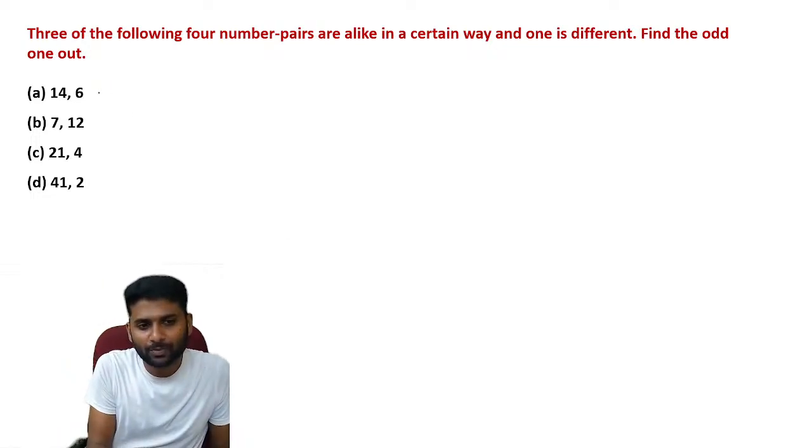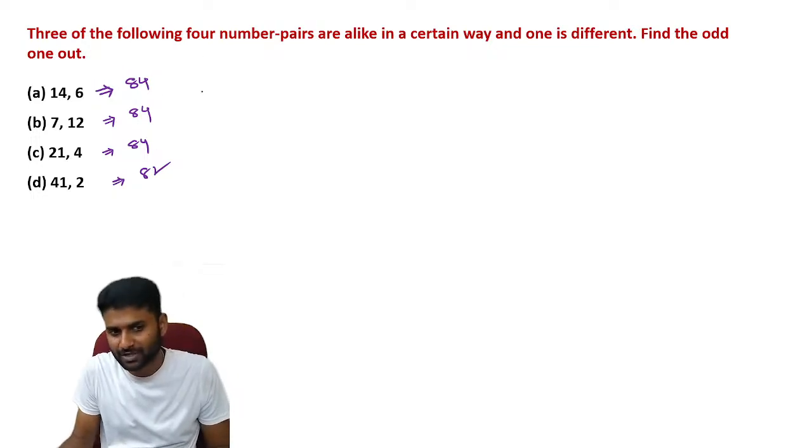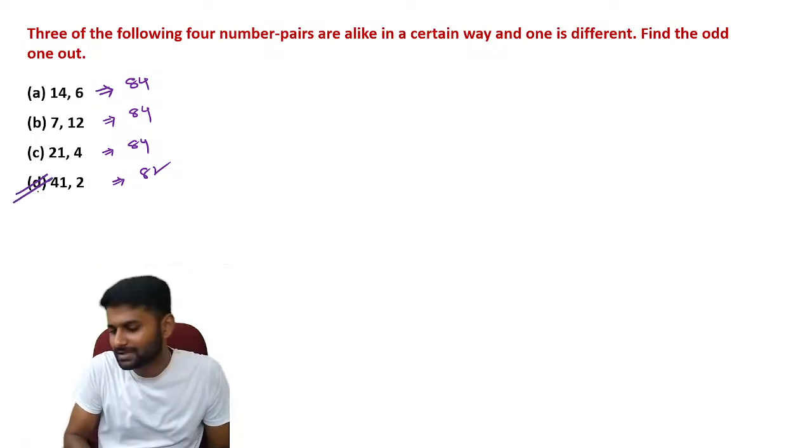Guys, if you go through the product, 6 multiplied with 14 is exactly equal to 84, right? 7 into 12, product value is 84. 21 into 4 is 84. 41 into 2 is equal to 82. If you observe the product, except option D, the result is 84. That's why I can choose D as the odd one.